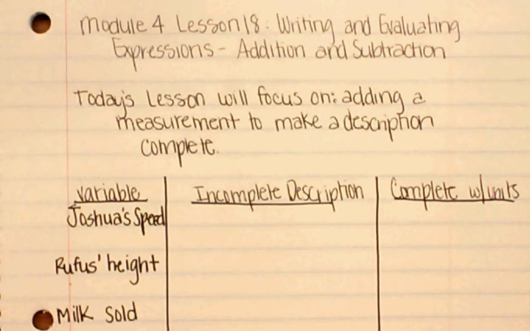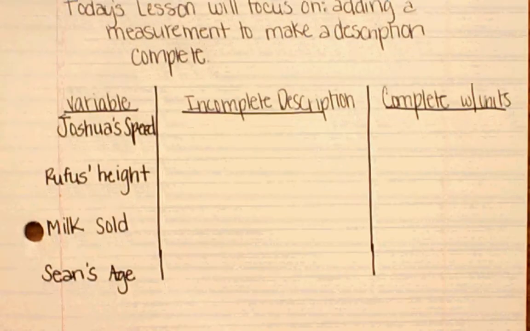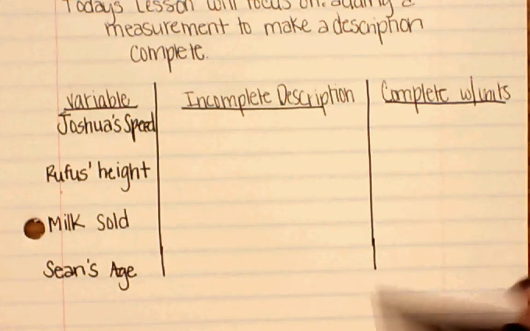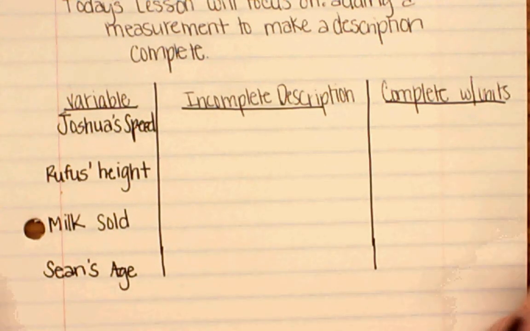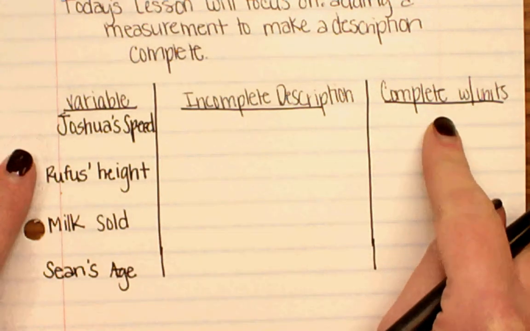Today's lesson is Module 4, Lesson 18, Writing and Evaluating Expressions with Addition and Subtraction. Today's lesson will focus on adding a measurement to make a description complete. So I did write a couple things out for you. I made a three column chart. One for variable, one says incomplete description, and one says complete with units.